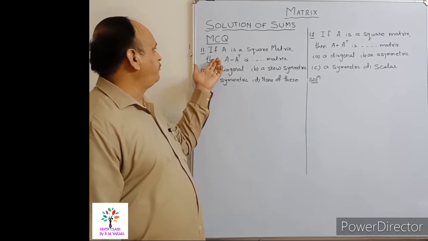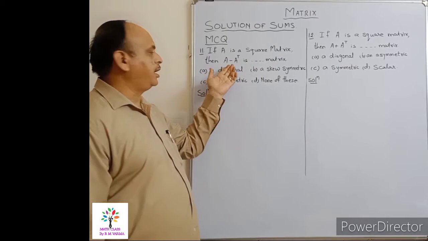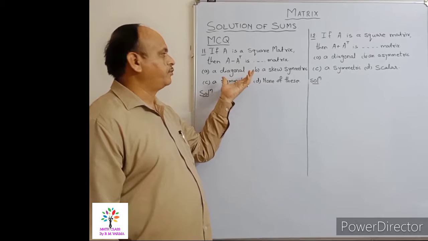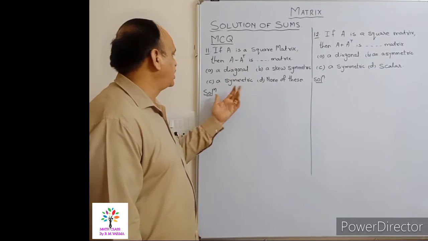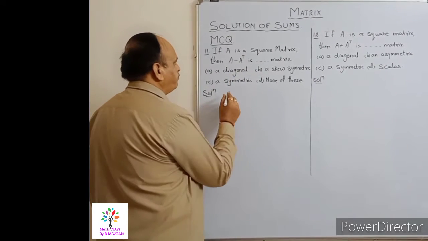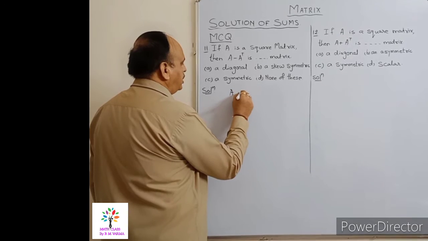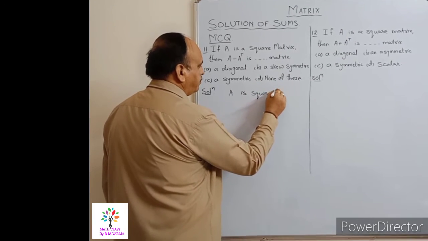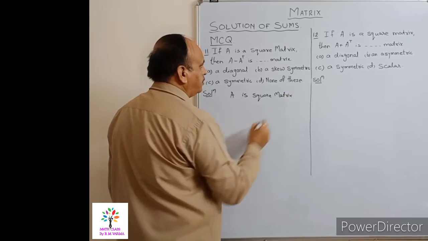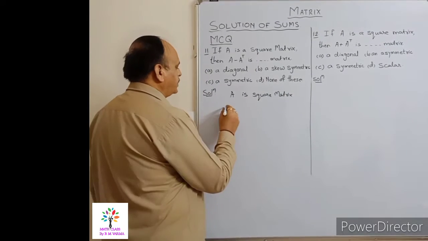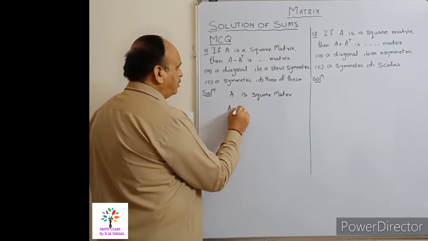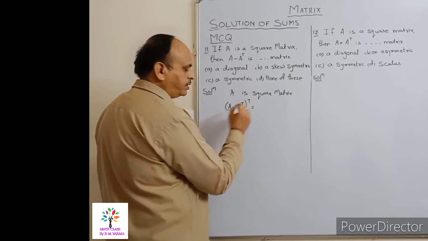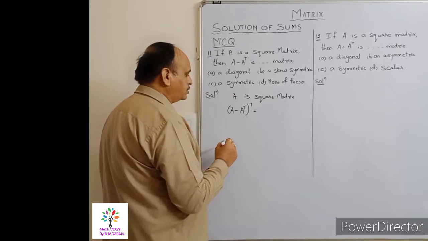Now, in this sum, if A is a square matrix, then A minus A transpose is a dash matrix. So we have to find out which type of matrix we will be having. So let us solve. A is a square matrix, so it can be 2 by 2, 3 by 3, whichever. Now we are having A minus A transpose. I take transpose of it. Then what I get? Let us find out.